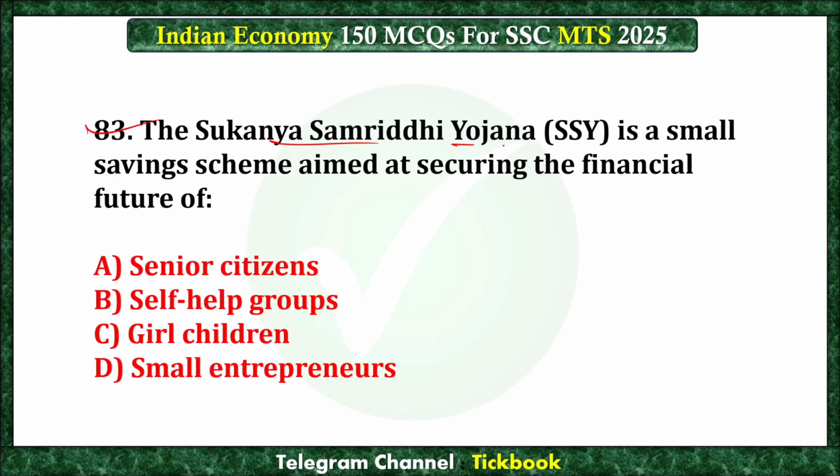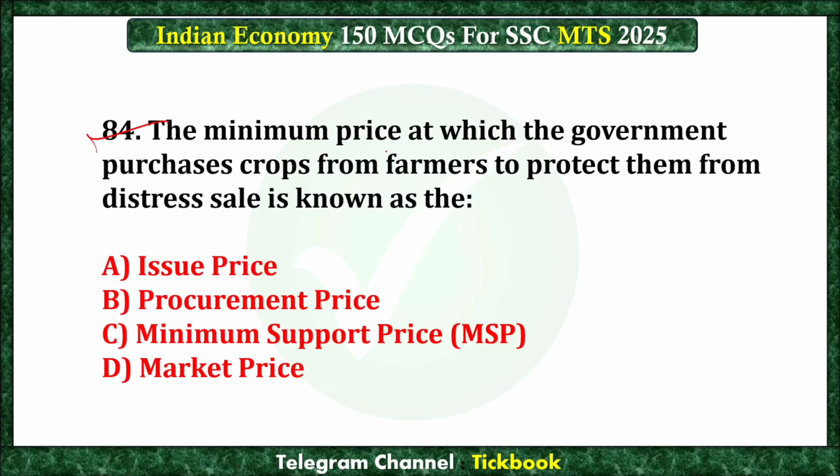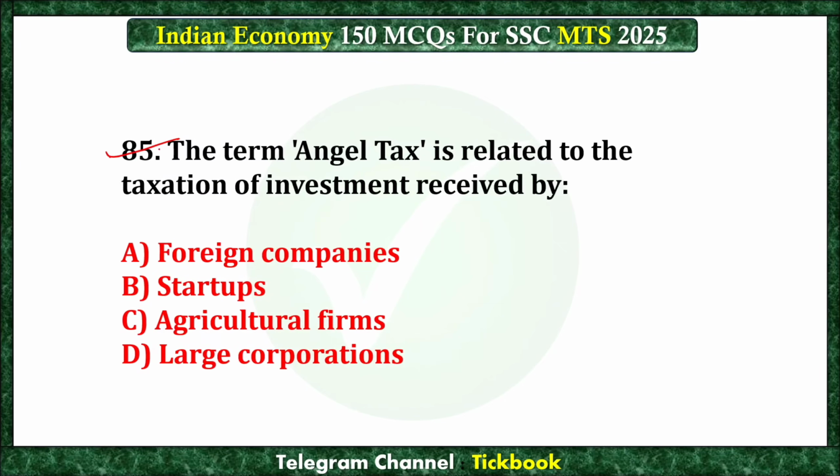83. The Sukanya Samriddhi Yojana is a small savings scheme aimed at securing the financial future of C, girl children. 84. The minimum price at which the government purchases crops from the farmers to protect them from distress sale is known as the number C, minimum support price. 85. The term angel tax is related to the taxation of investment received by option number B, startups.